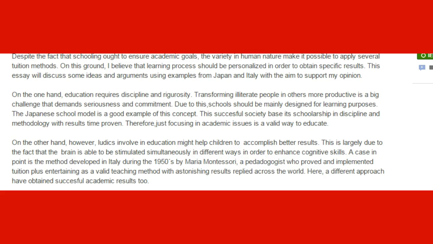Due to this, schools should be mainly designed for learning purposes. Well, they are designed for learning purposes. Okay, for entertainment. Okay, so yeah, make it clear. Due to this, schools should be mainly designed for learning purposes rather than education entertainment centers. The Japanese school method is a good example of this concept.